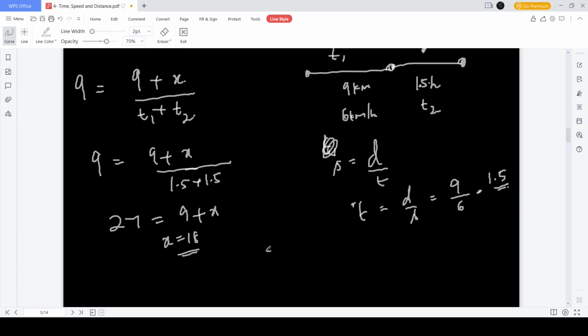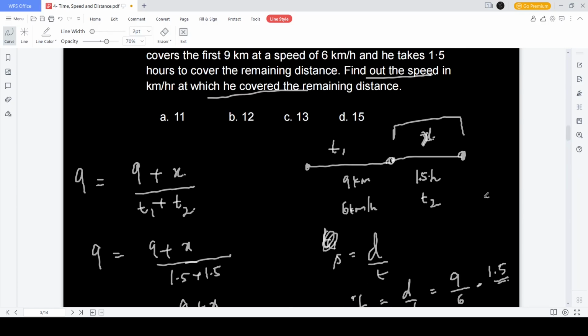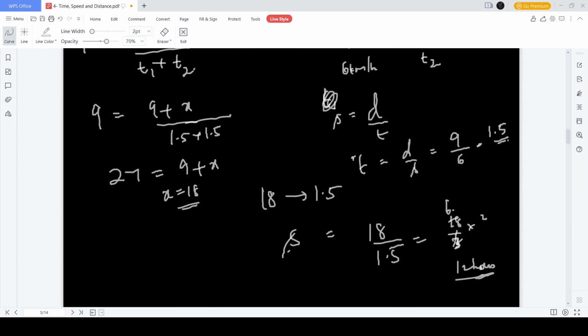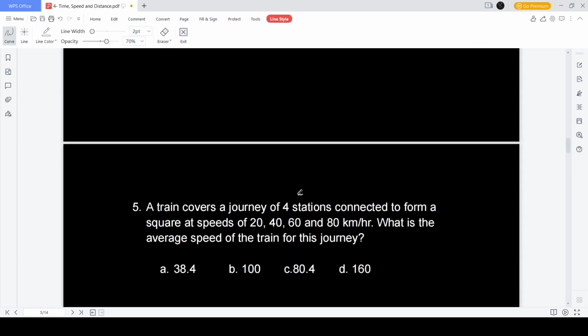So he covered 18 kilometers in 1.5 hours, and they want the speed. Speed is distance divided by time, so this is 18 divided by 1.5, which is 12 kilometers per hour. So that's the speed at which he covered the last stretch. Okay, fine. The next question.